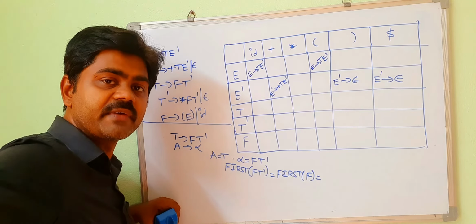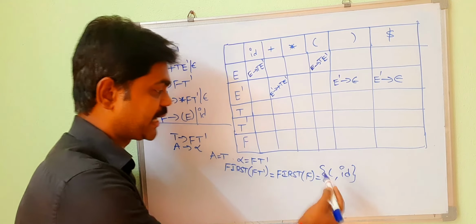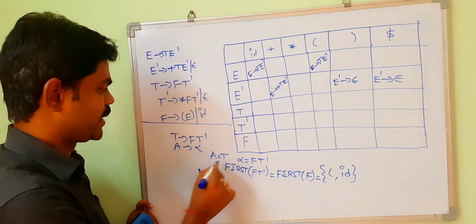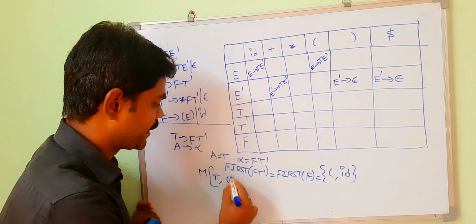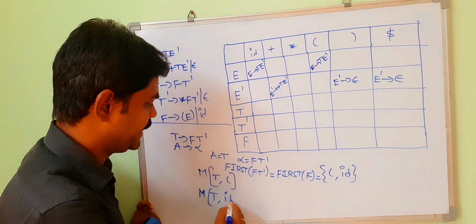So what is first of F? First of F is open parenthesis comma ID. So M of A. What is A here? T, comma, what terminals do we have? Open parenthesis and M of T comma ID.